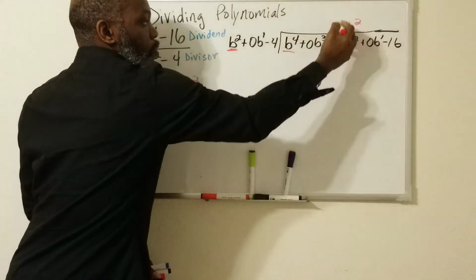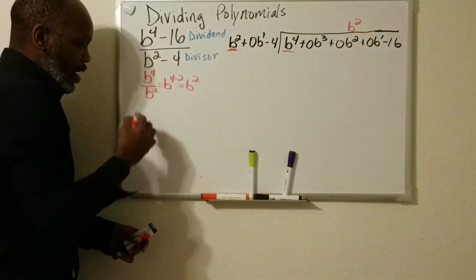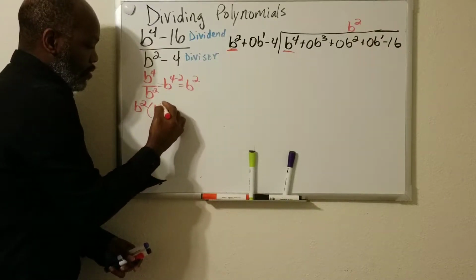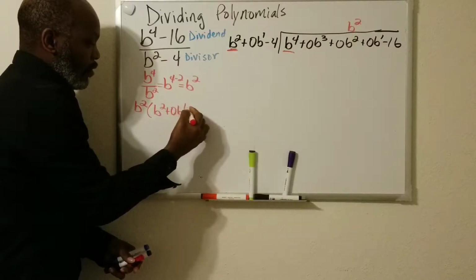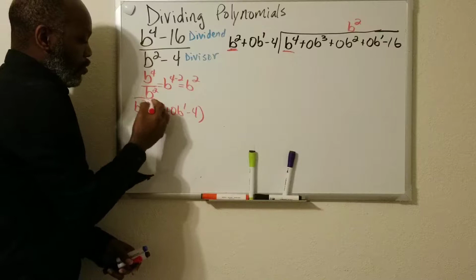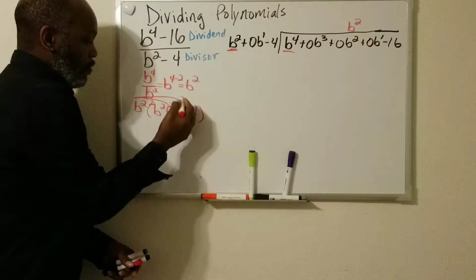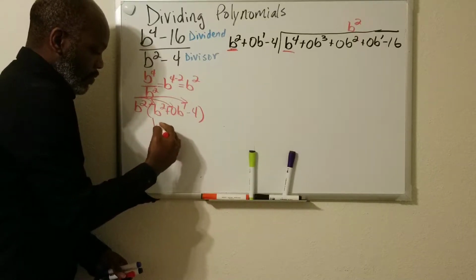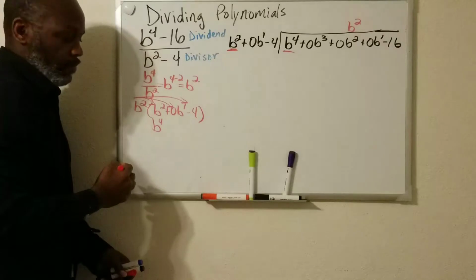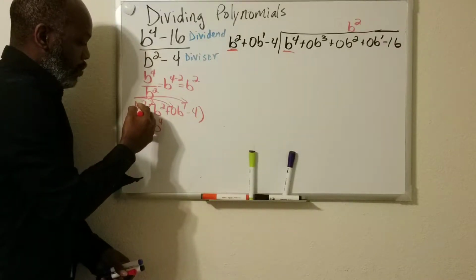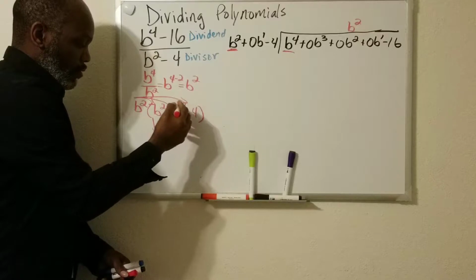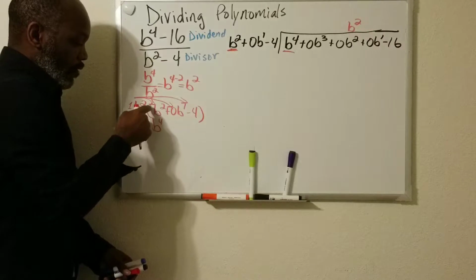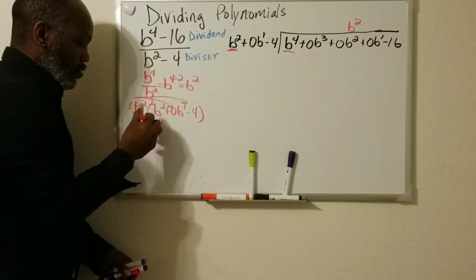I'm going to take my quotient and multiply it by the divisor. So that's b to the second times b to the second plus 0b to the first minus 4. I'm going to distribute like we've talked about in other lessons. So I have b to the second times b to the second, b to the fourth. I have b to the second times 0b to the first. And what you'll look at is that this is automatically a 1, or should I say over here, this was 1 times 1, which gives us 1.